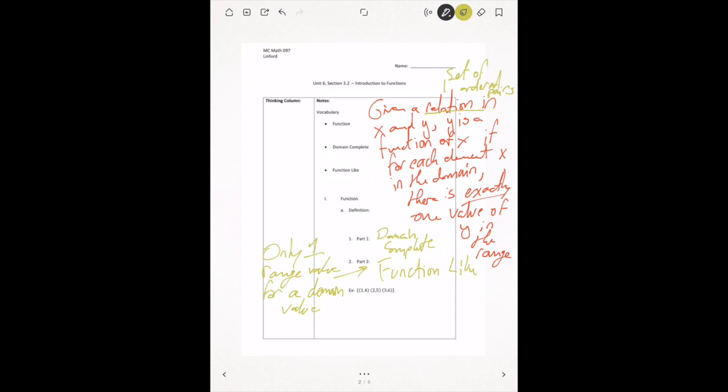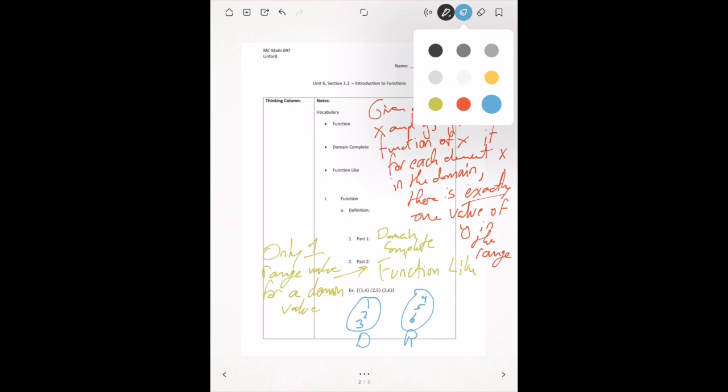So we have an example right here of (1, 4), (2, 5), and (3, 6). Here are three ordered pairs. This is a relation because a relation is just a set of ordered pairs. Well, I want to determine, is this relation a function? To do this, I'm actually going to draw a little correspondence diagram. That's where we have the two ovals, and I'm going to put the domain in one and the range in the other. Here's the domain, here's the range.